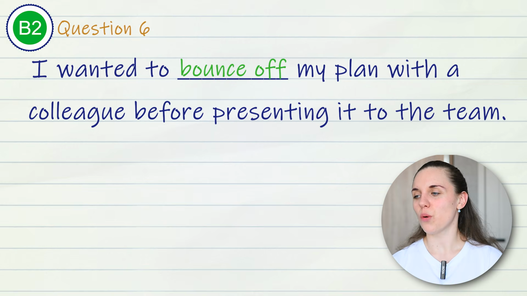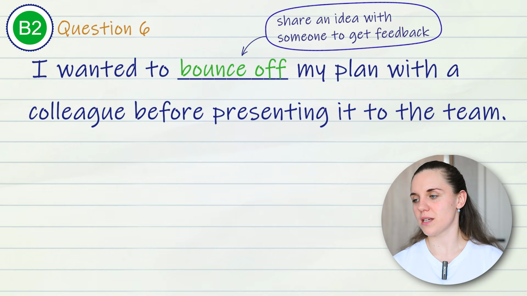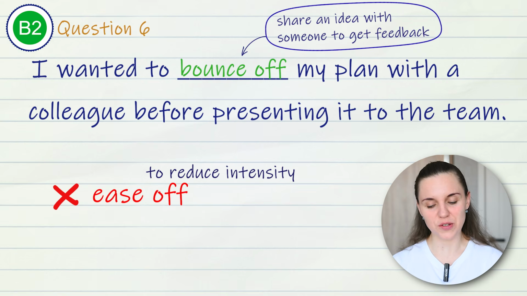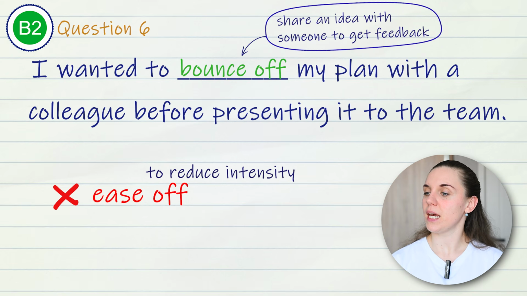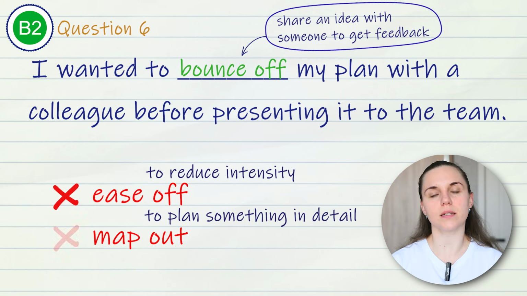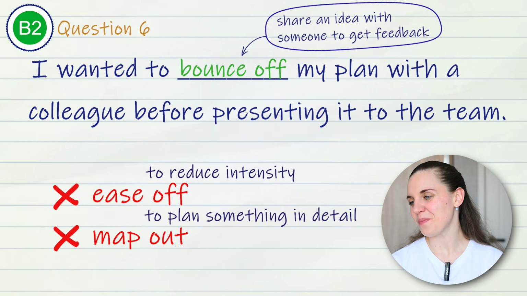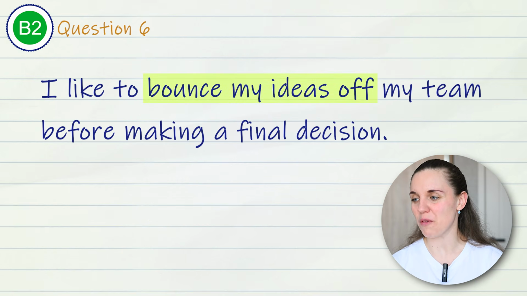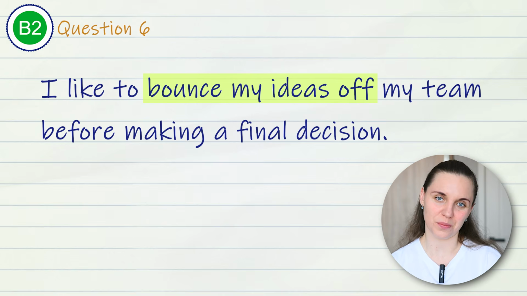Why? Well, to bounce off means to discuss an idea with someone before taking future actions. What about ease off? It means to reduce intensity. And map out, to plan something in detail. Another example, I like to bounce my ideas off my team before making a final decision.